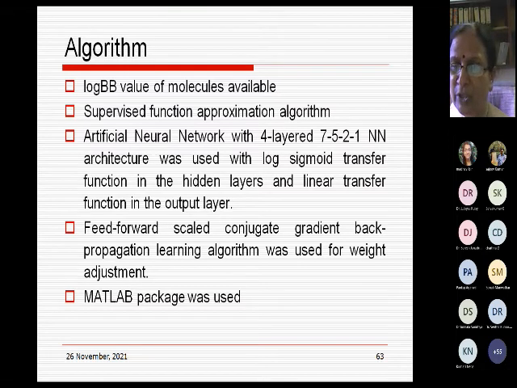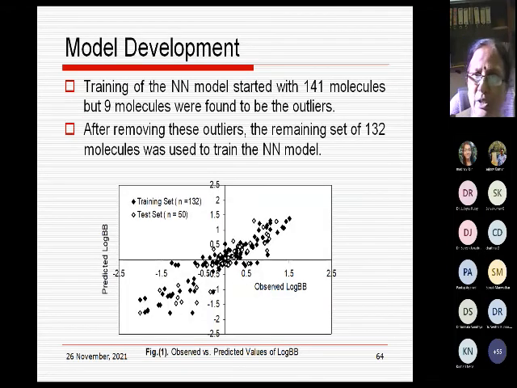In the artificial neural network, another parameter we have to define is the transfer function. Multiple transfer functions can be used, like log sigmoid, tan sigmoid, linear function, or other functions. In this case, we used the log sigmoid and the linear function. Log sigmoid from input to the hidden layers, and linear from here to here. Then we used the MATLAB software for training of this model.